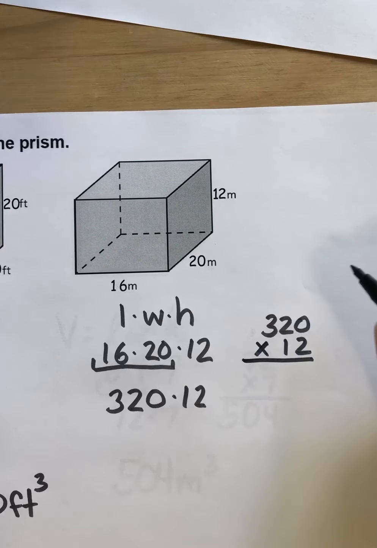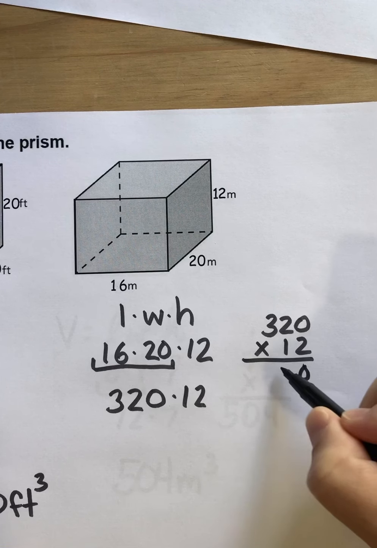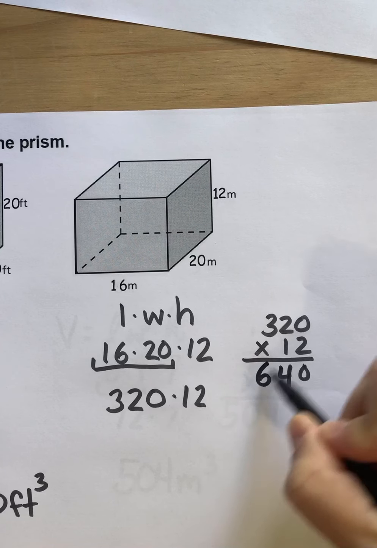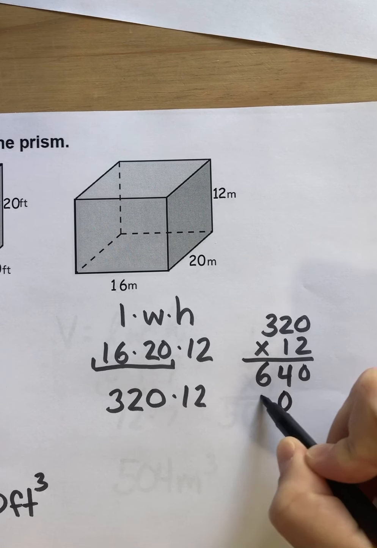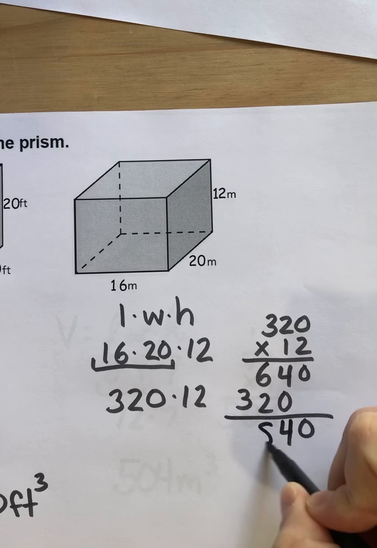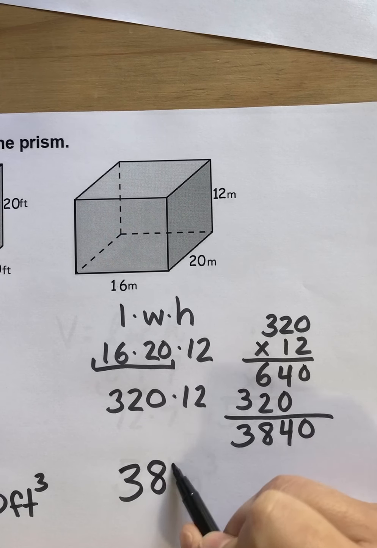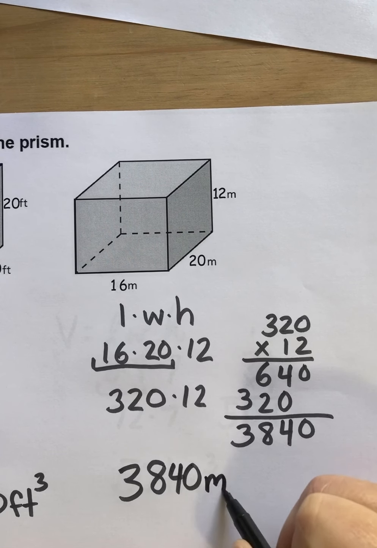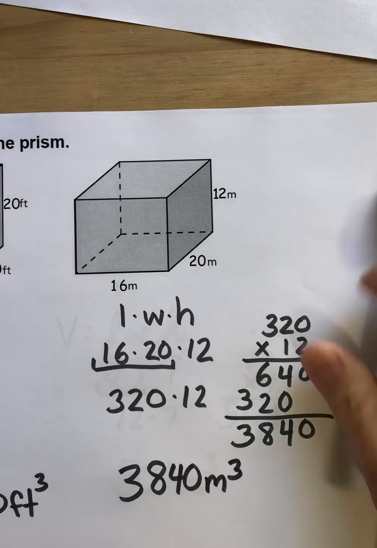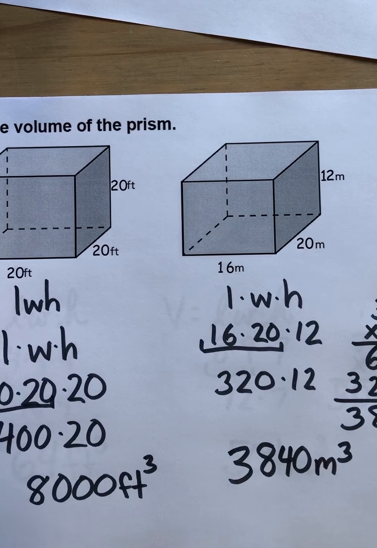I'll stop talking when I multiply this one so I don't mess it up. 2 times 0 is 0, 2 times 2 is 4, 2 times 3 is 6, 1 times 0 is 0, 1 times 2 is 2, 1 times 3 is 3. We're going to add all that up. And we have an answer of 3,840 meters cubed. Now again, that same process that we followed there was exactly the same, just larger terms.